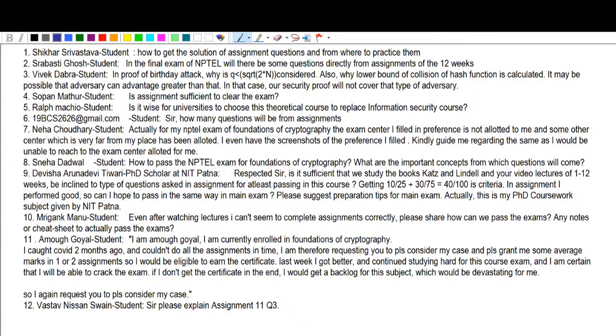Will there be some questions directly from the assignments of the 12 weeks? Yes, directly in the sense that word by word they may not be the same, but slight modifications of the questions in the 12-week assignments. There will be one whole section whose difficulty level will be very similar to the type of questions we have solved in the assignment.